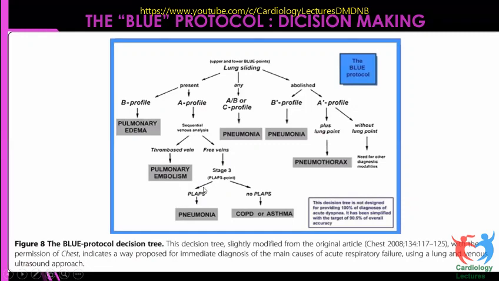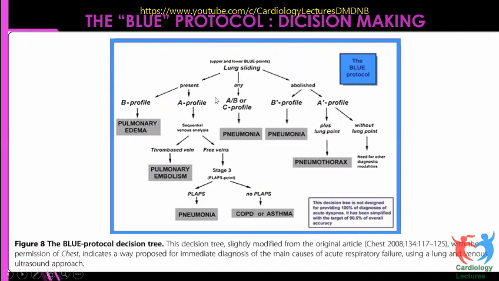At the collapse point, if you have a shred sign, a tissue-like sign, it becomes pneumonia. If there is no shred sign, no fractal sign, and the lung is normal at that position, then it is an exacerbation of COPD or an acute episode of asthma. So this is how you diagnose COPD, pneumonia, pulmonary embolism, pulmonary edema.